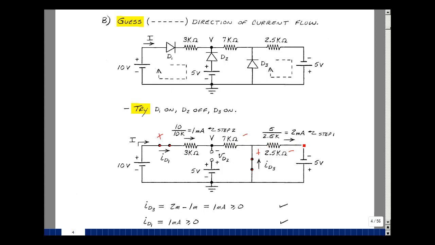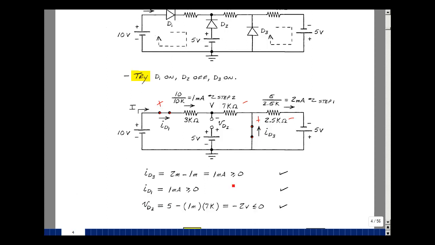I can do Kirchhoff's laws, or just think about it. 1 milliamp entering, 2 leaving. I've got to have 1 more here. So that makes this equal to 1 milliamp. ID3 is greater than or equal to 0, so that checks. ID1 is this 1 milliamp current, and that's greater than or equal to 0, so that checks.